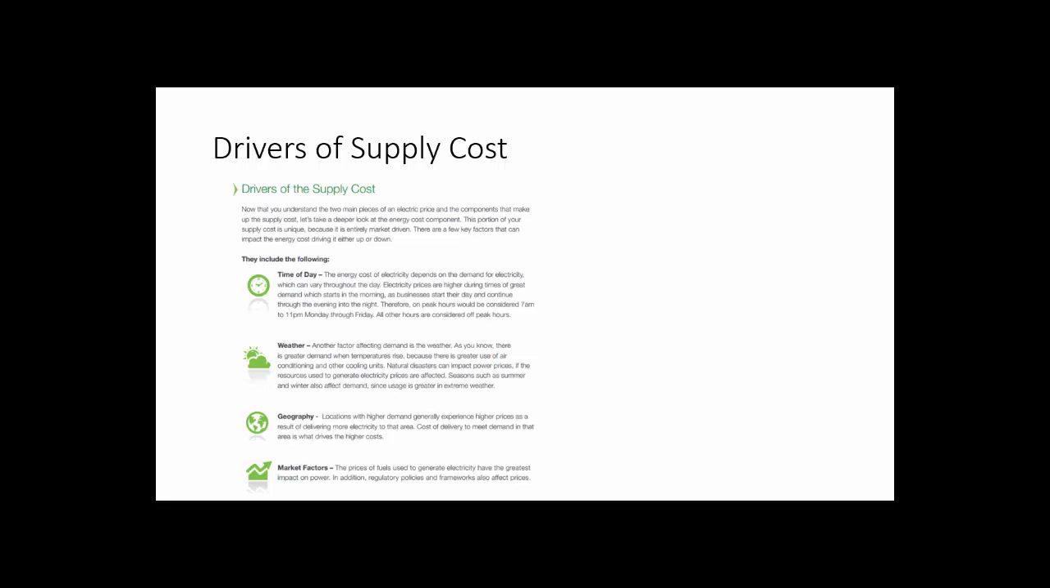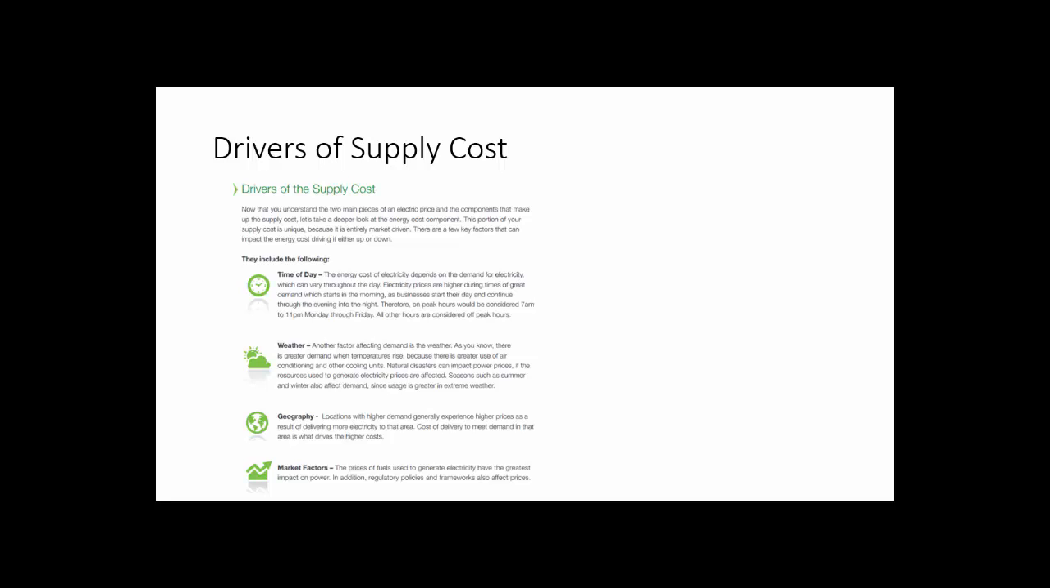The energy cost of electricity depends on the demand for electricity, which can vary throughout the day. Electricity prices are higher during times of great demand, which start in the morning, as businesses start their day and continue throughout the evening and into the night. Therefore, on-peak hours would be considered 7 a.m. to 11 p.m. Monday through Friday, and all other hours are considered off-peak hours.